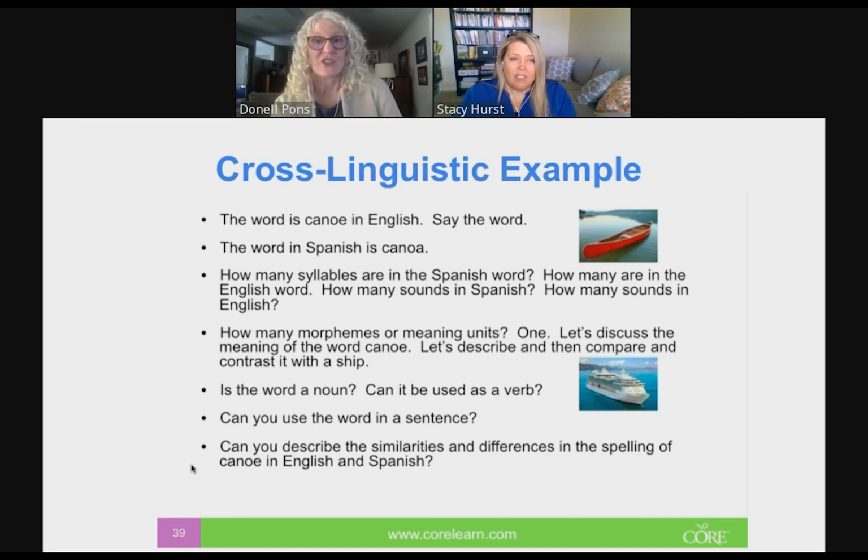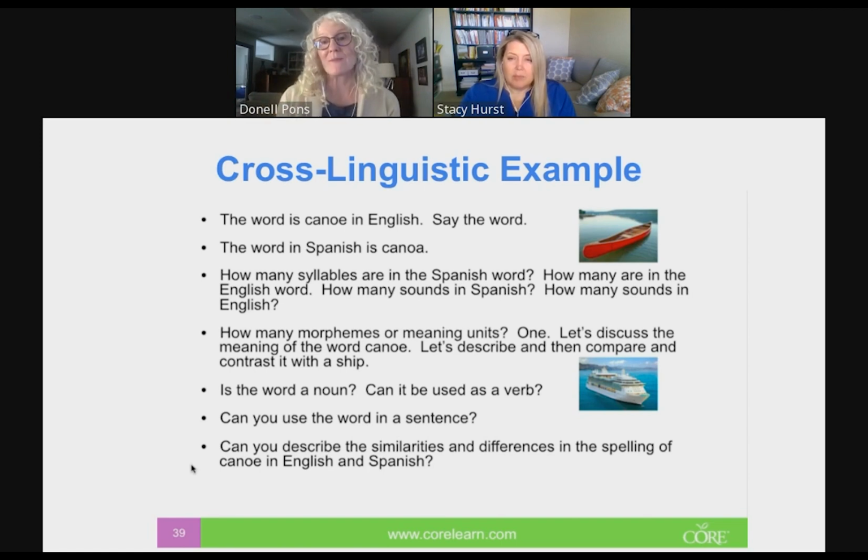You might choose a word that you could take this class through, and the word would be in English, canoe. We're going to say the word, and the word in Spanish is very similar. So it's nice to choose something that is similar so that students can already think about what they think, oh, I think that word might be. So the word in Spanish is canoa. And then you're going to say how many syllables are in the Spanish word and how many are in the English word. You're looking for similarities between those two.